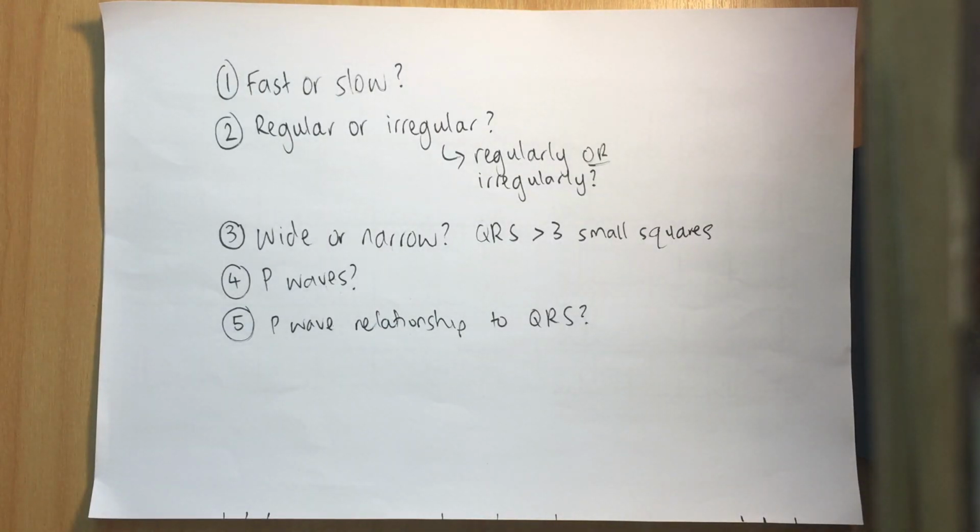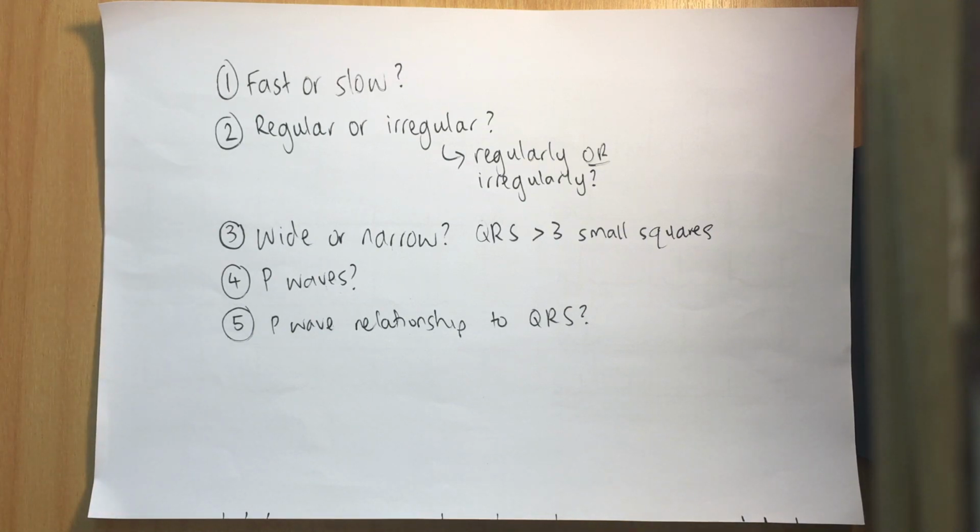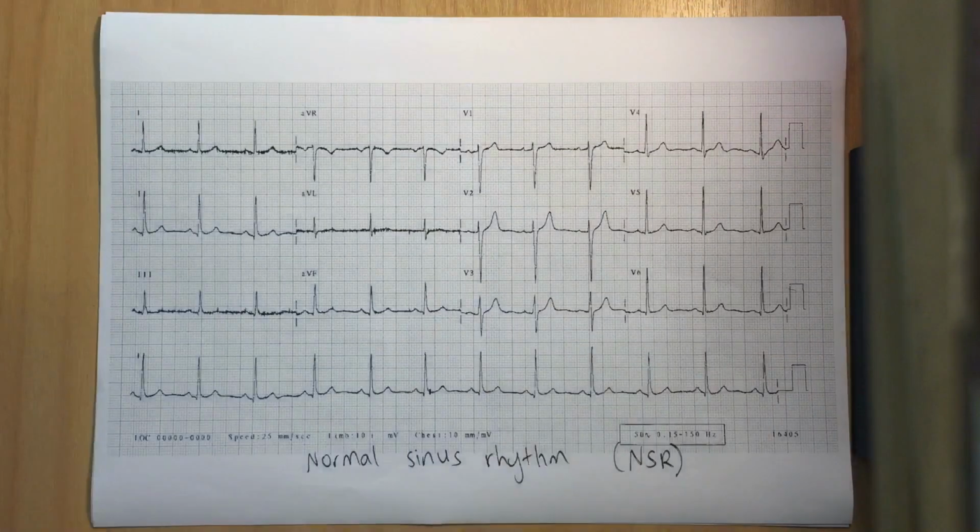We talked about a system for starting to understand the rhythm. Is it fast or slow? Is it regular or irregular? And if it's irregular, is it regularly or irregularly irregular? We talked about whether the QRS is wide or narrow. Wide means greater than 3 small squares. We talked about whether there are P waves and what the relationship of P waves is to the QRS complex.